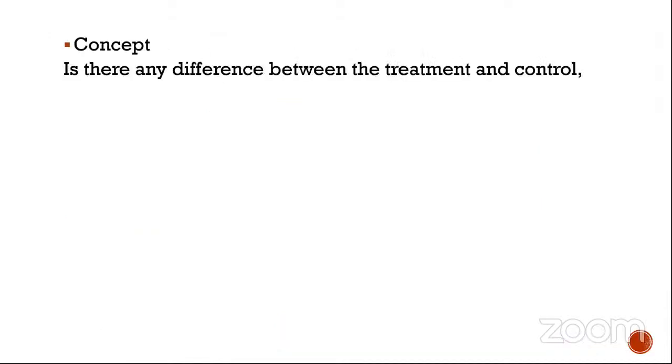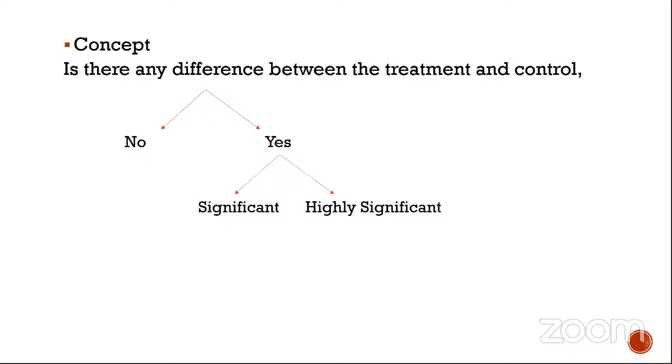So ANOVA basically tells us whether there is a difference between the control and treatment or not. And if there is a difference, what is the level of significance, whether it is a significant or highly significant difference. If there is no difference, we denote such a result using the wording non-significant, NS. If there is a significant difference, we denote our result using a single star. And if there is a highly significant difference, we denote such a result using 2 stars. Or if there is a very highly significant difference, we denote it using 3 stars.